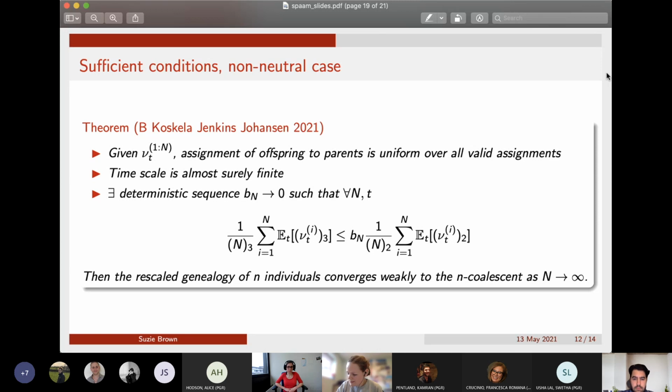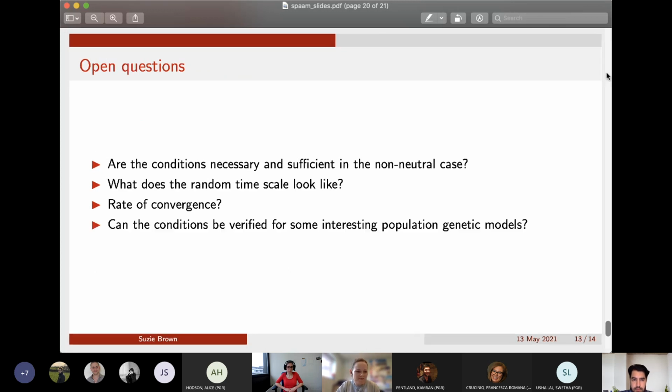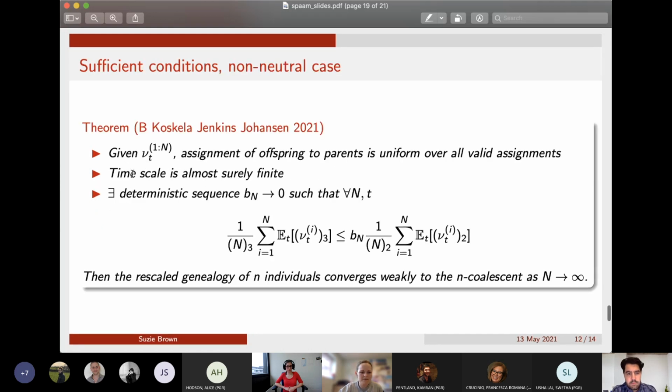So I think I'll just summarize at this point, with some open questions. As I've said, it would be nice if we could show that these conditions were necessary and sufficient, or similar conditions maybe, because we feel like they probably are close to being necessary as well as sufficient, but we haven't proved it.